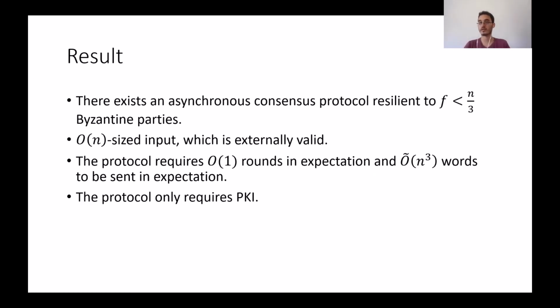The next big result we have in this paper is that there exists an asynchronous consensus protocol, which is resilient to fewer than n/3 Byzantine parties. It has linear sized inputs, which are externally valid. And in this setting, it requires a constant number of rounds in expectation and a quasi-cubic number of words to be sent in expectation. And the protocol only uses a PKI.